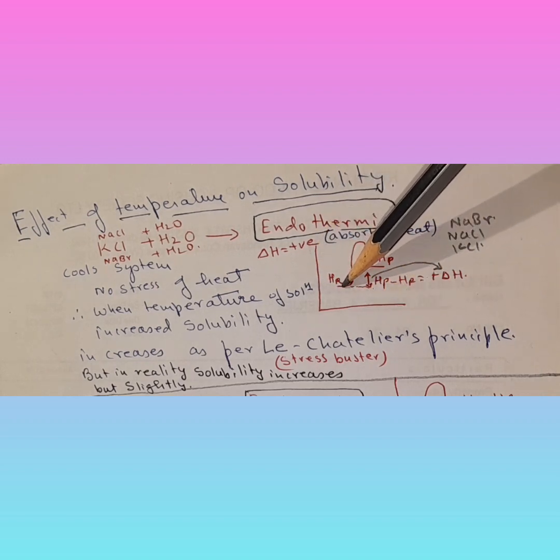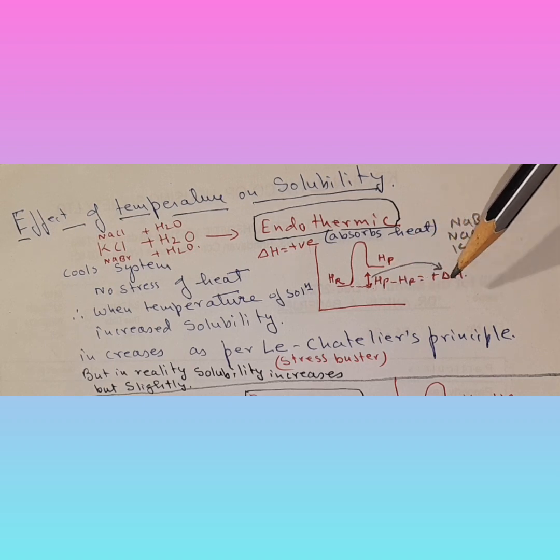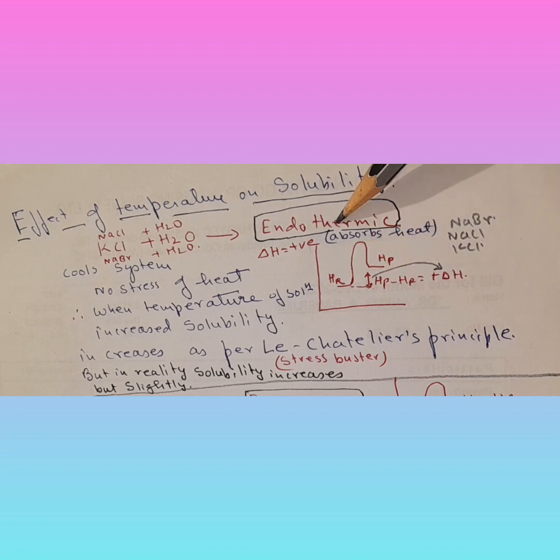Now, the enthalpy of the reactant is low and the enthalpy of the product is high, so HP minus HR is equal to a positive delta H. Positive delta H means it's an endothermic process. An endothermic process means this much heat would be absorbed from the system. Alright. Now, dissolving salts like sodium chloride, potassium chloride, sodium bromide in water is an endothermic process.